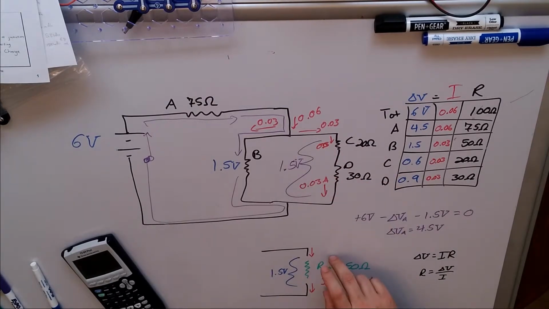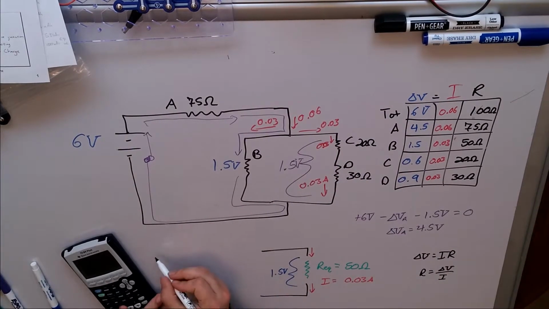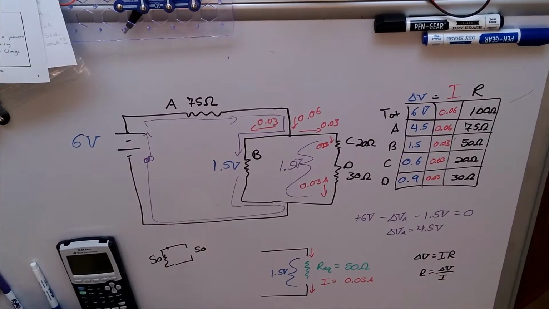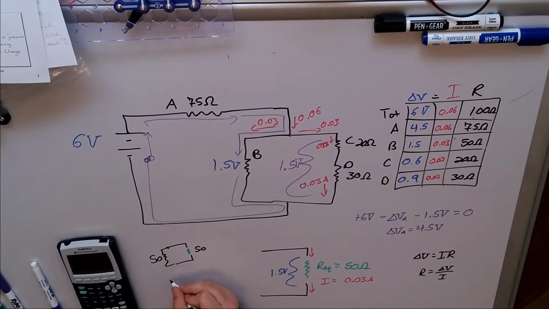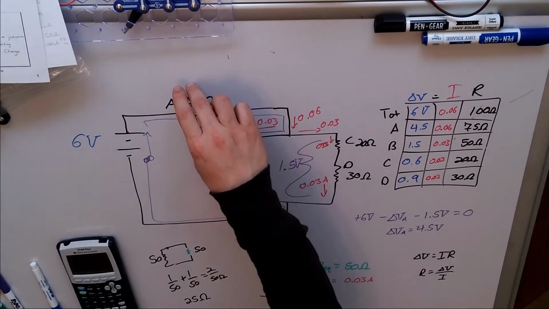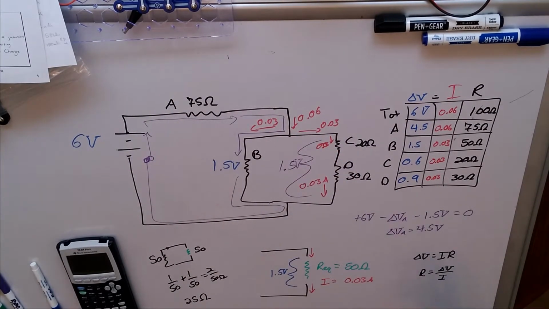Let's see if that works out with our equivalent resistance. We know that this one becomes an equivalent resistance of 50. So I would have 50 in parallel with 50. So that would be 1 over 50 plus 1 over 50, which equals 2 over 50 ohms, which means that we end up with a total equivalent resistance of 25 ohms, 50 ohms divided by 2. And then we'd have 75 plus 25 would give us 100 ohms. That does end up working out.